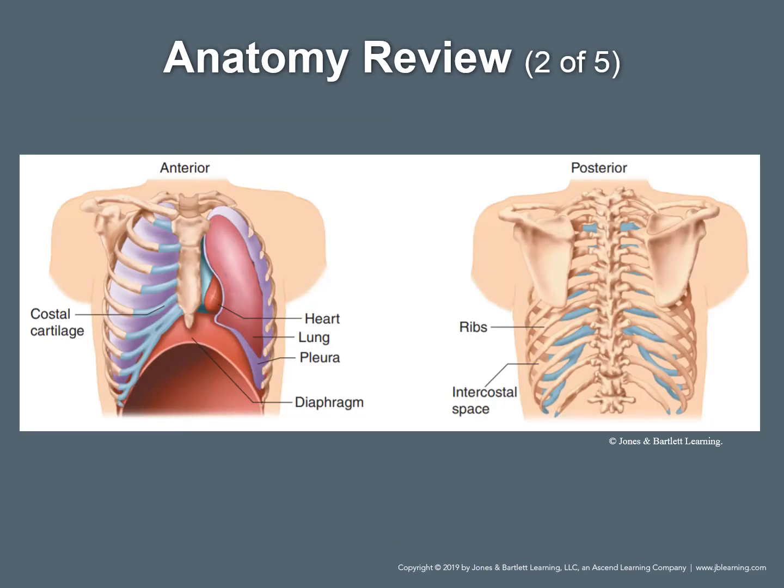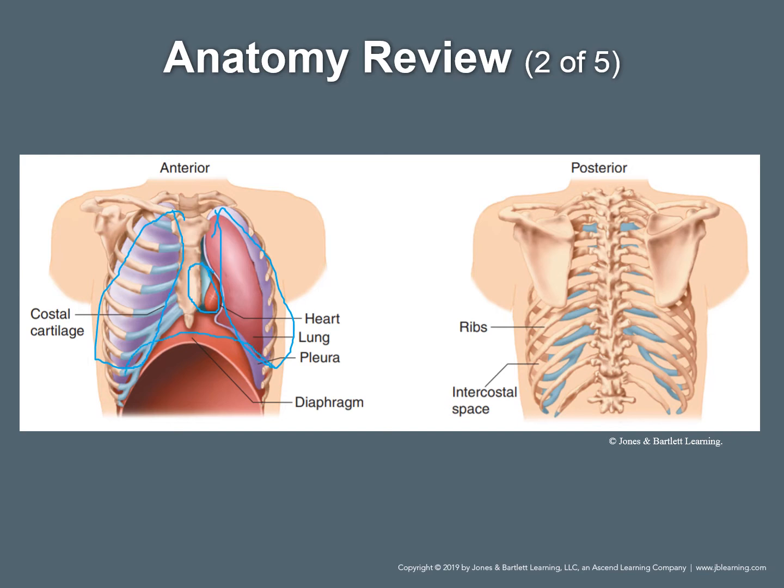So your anterior chest, the left picture is just a view of the anterior chest. You have your heart here, which is kind of behind your lungs. You have your right lung, which has three lobes. Your left lung has two lobes, which makes room for the heart.